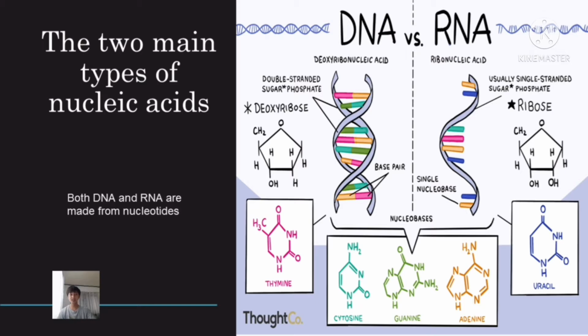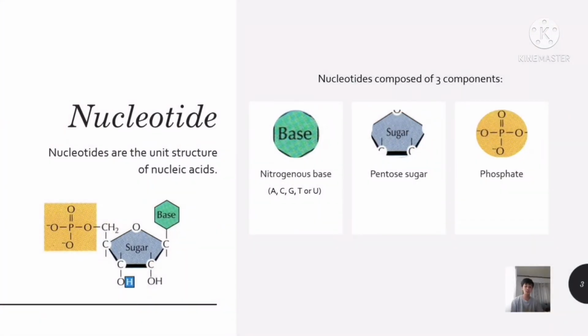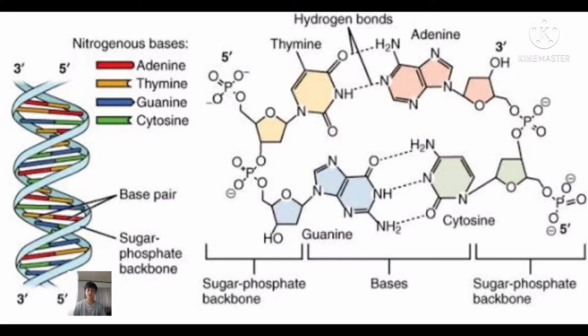So, what are nucleotides? Nucleotides are the unit structure of nucleic acid, composed of three components: the nitrogenous base, pentose sugar, and phosphate. As you can see in the illustration, we have the nitrogenous bases in the center, thymine paired with adenine, guanine paired with cytosine, and the sugar and phosphate that serve as the backbone.